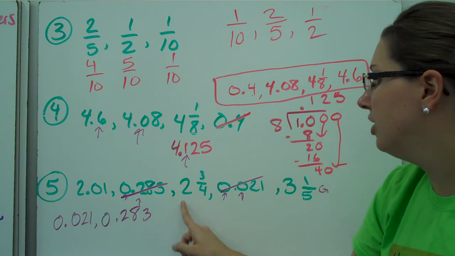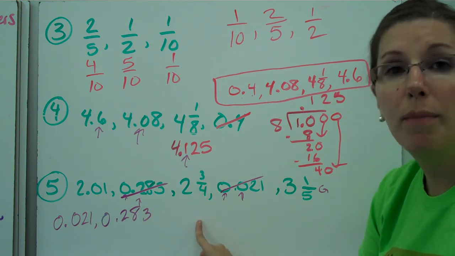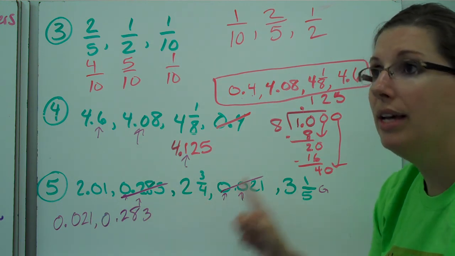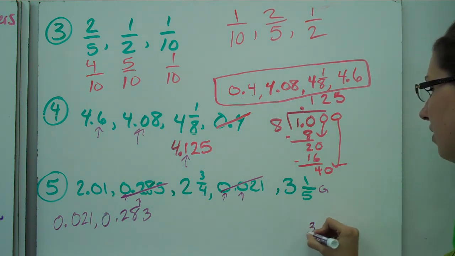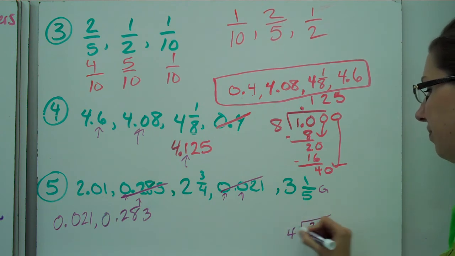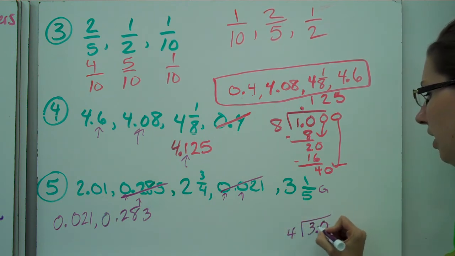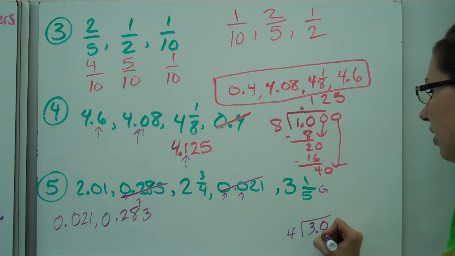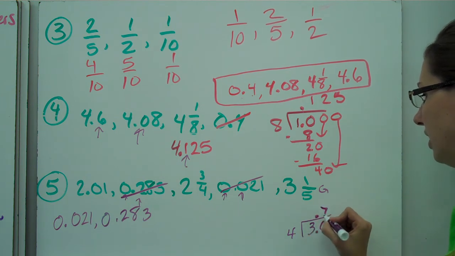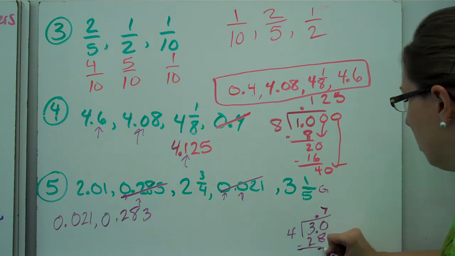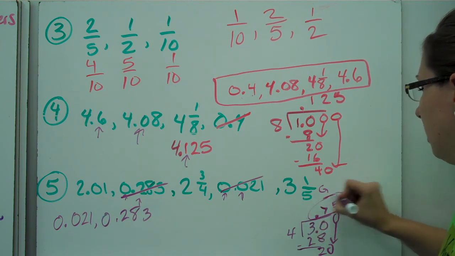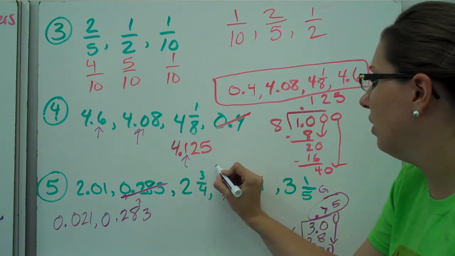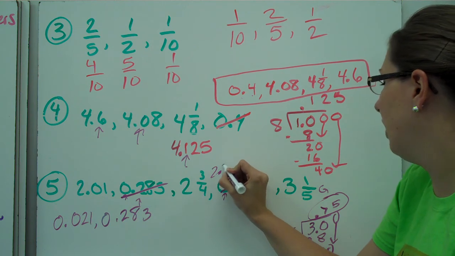Now I need to compare 2.01 and 2 3/4. Let me go ahead and change 3/4 to a decimal. That's just 3 divided by 4. Long division. We did this one earlier in the slides. 4 goes into 30 7 times. 7 times 4 is 28. Subtract, you're left with 2. Add a 0, bring it down. 4 goes into 20 exactly 5 times. So 2 3/4 is just like having 2.75.